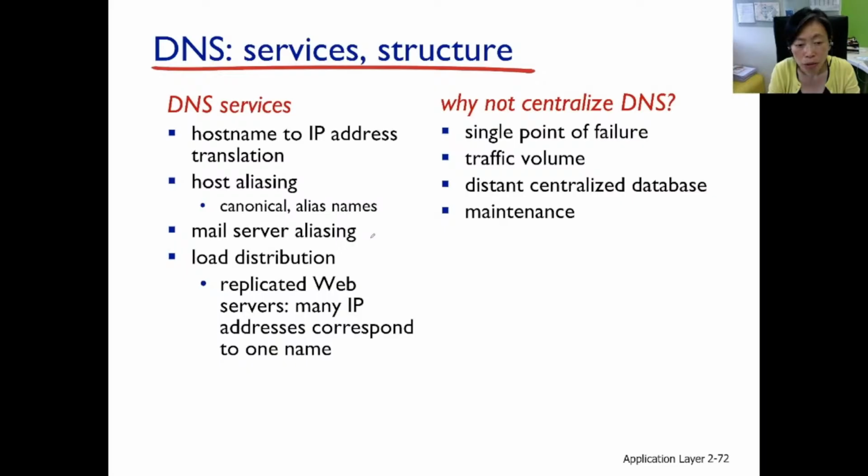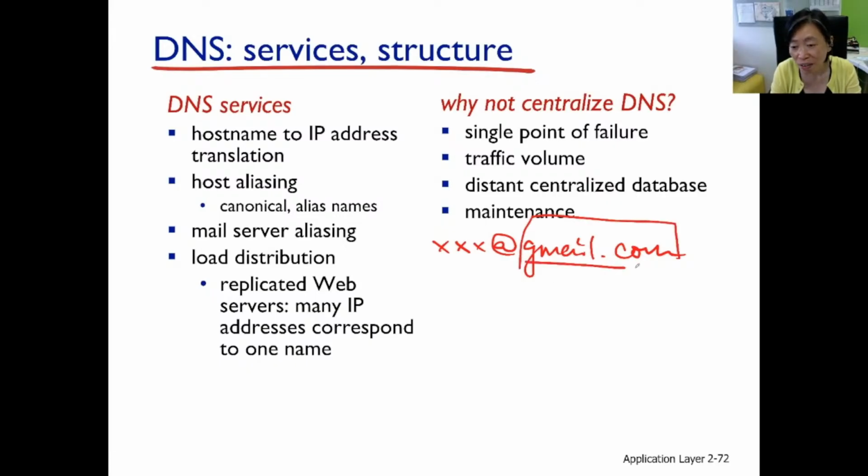Second, mail server aliasing. So you must have one of these, Gmail accounts. If your friend is sending email to your Gmail account, your friend's mail server will need to know who's your mail server. So who's Gmail's mail server? This thing actually looks very general. It's in fact a domain name, not quite a host name.